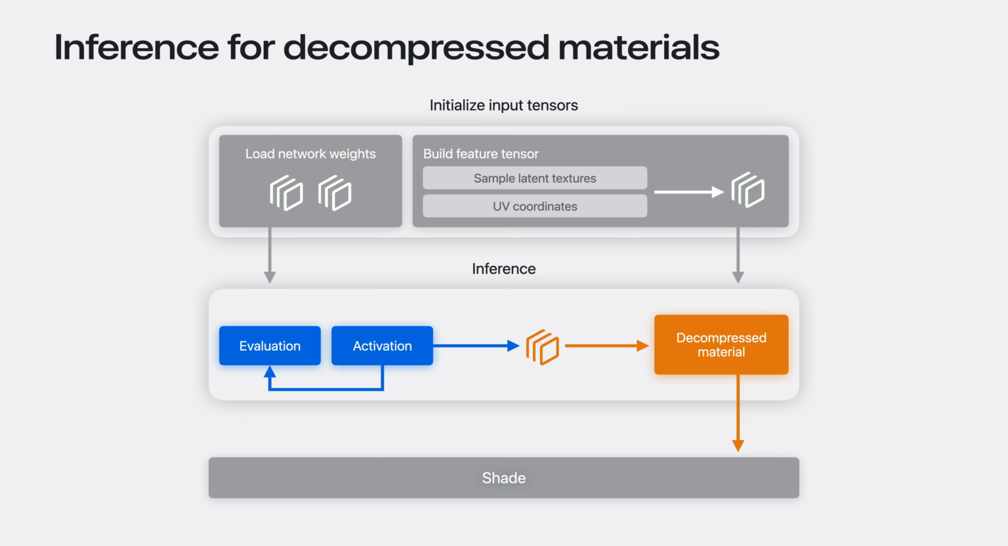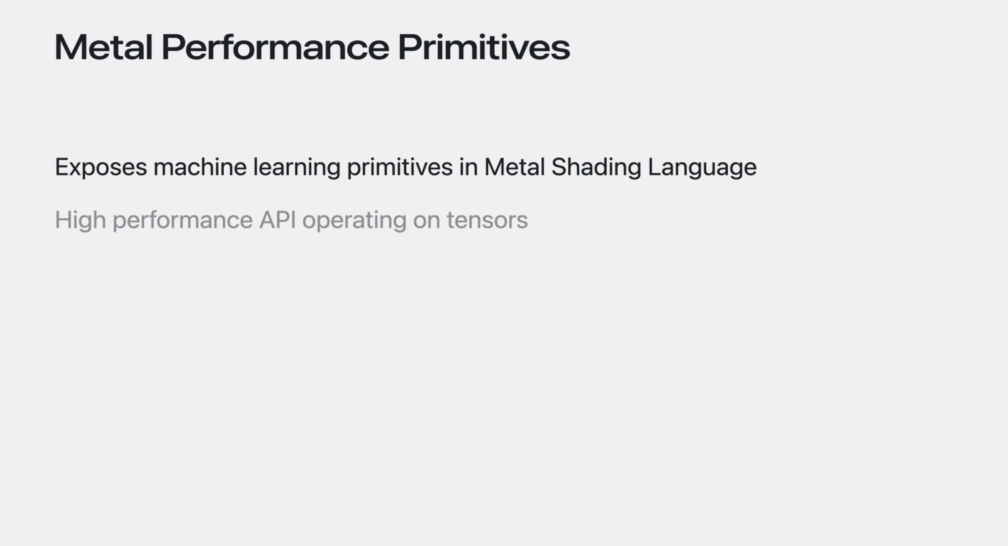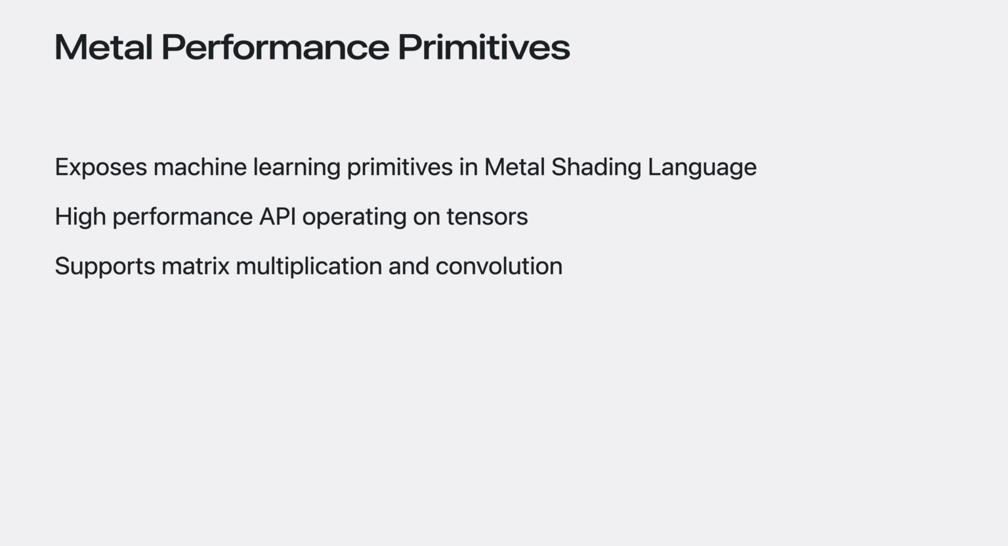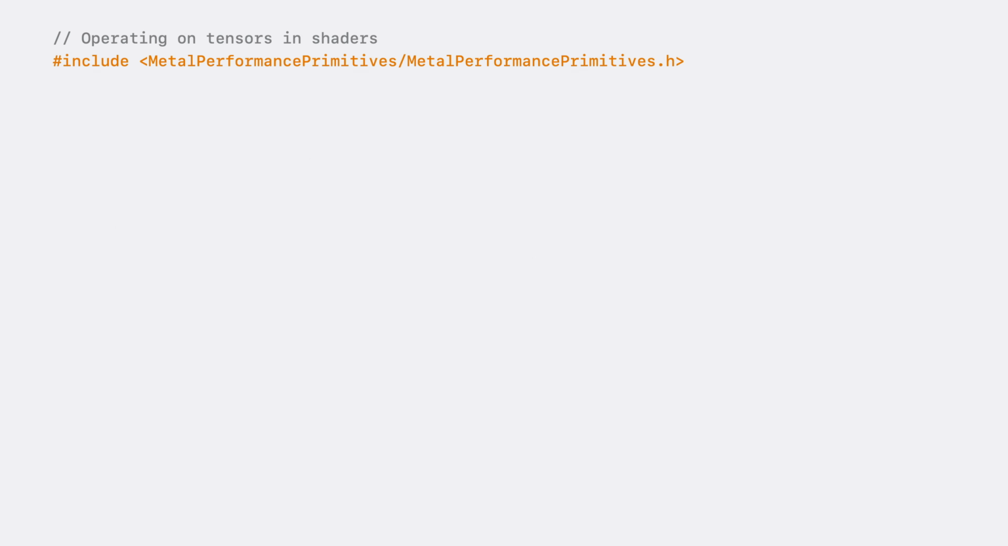Evaluation transforms inputs using learned parameters, which are then activated. The activations are passed to subsequent layers. The final layer's activations form the decompressed material. This year, Metal introduces Metal performance primitives to make tensor operations accessible in the shading language. This library is a set of high-performance APIs that enable performance-portable solutions on tensors. It provides matrix multiplication and convolution operations. Matrix multiplication is at the heart of neural network evaluation. We'll use the matmul2d implementation provided by Metal performance primitives to implement a performance-portable network evaluation routine.